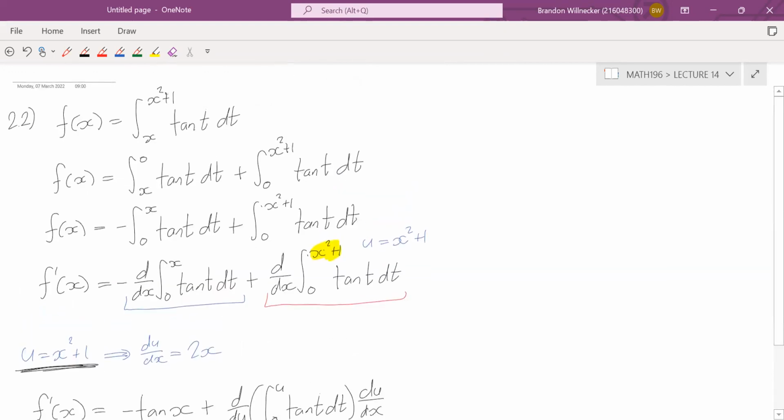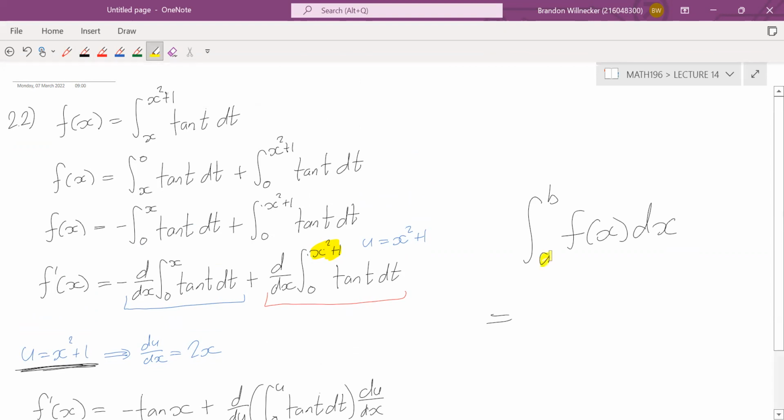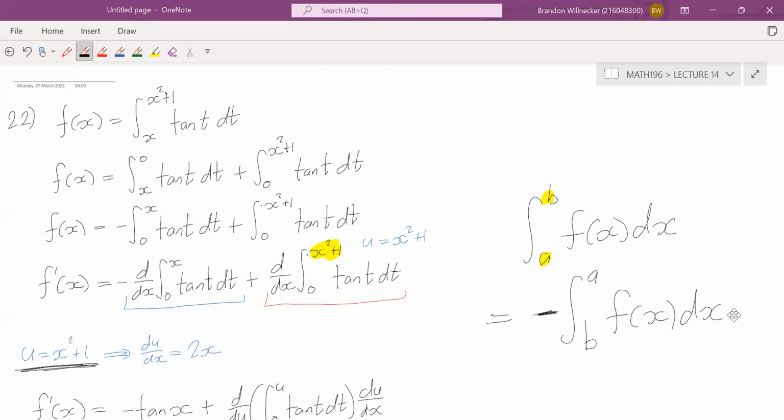Oh, from here. So if you have the integral from a to b, f of x dx, and you want to swap the bounds, you pick up a minus sign. So this is minus the integral from b to a, f of x dx. Okay, thanks. Cool, no problem.